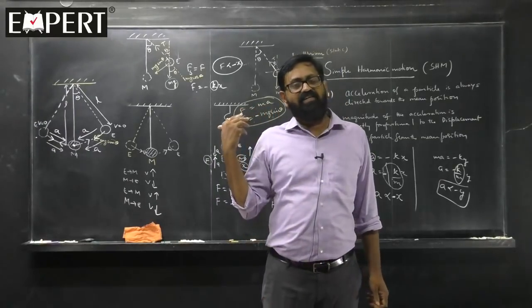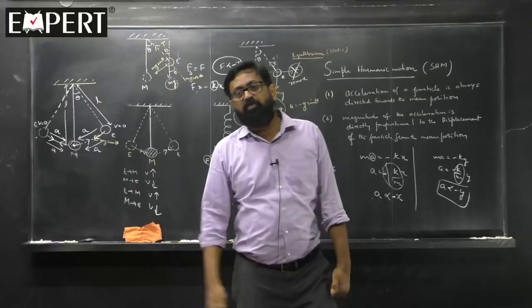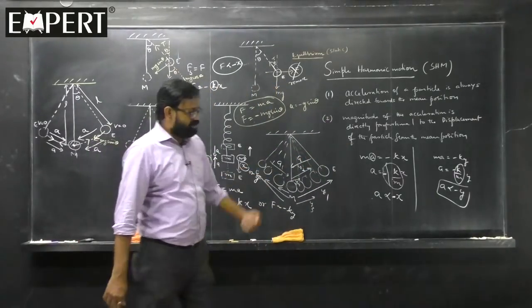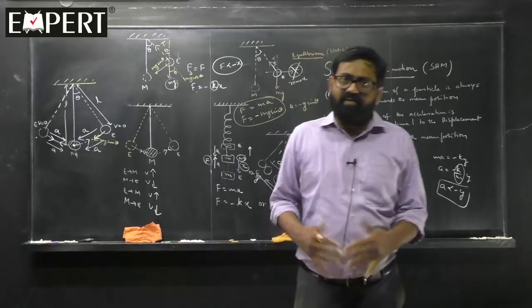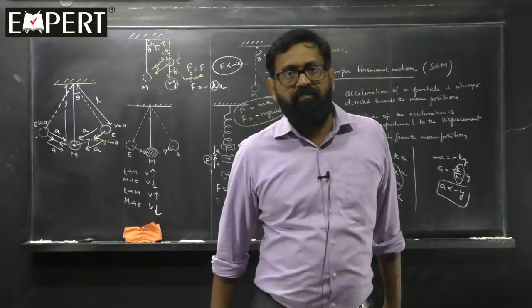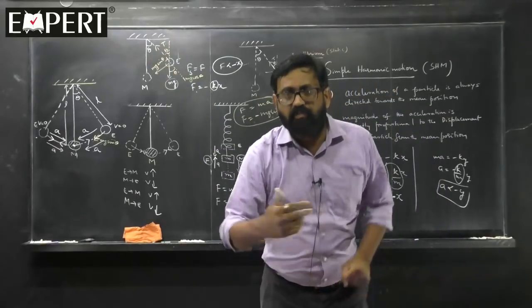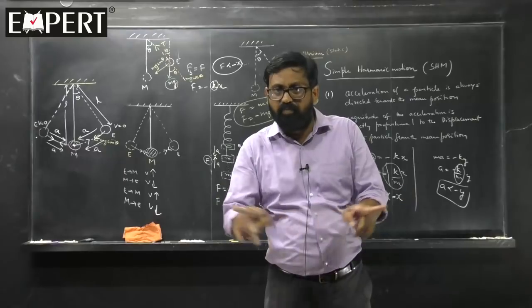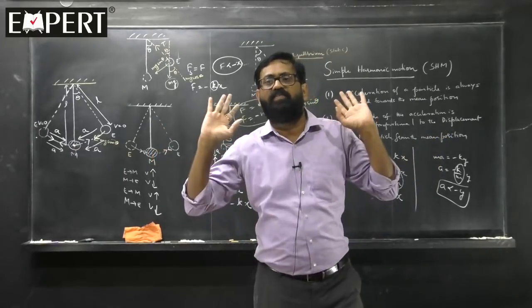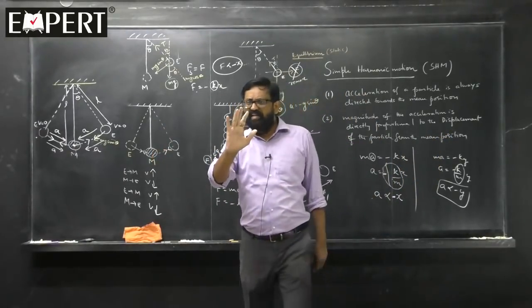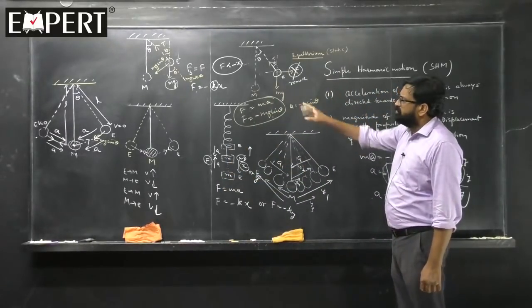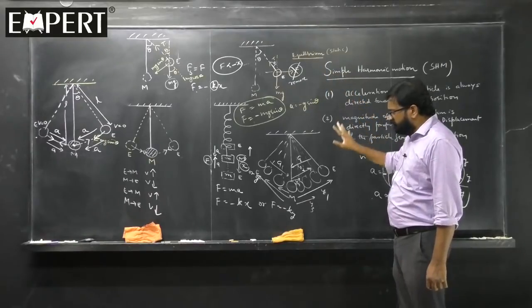That is the meaning of the second condition. Acceleration is directly proportional to the displacement of the particle from the mean position. And the negative sign in the equation just indicates that acceleration and displacement are in opposite directions. Acceleration is always directed towards the mean position, displacement is measured away from the mean position. From the mean position you have to measure the displacement. That is the meaning of a negative sign. I think you got clarity regarding the conditions for simple harmonic motion. Please remember everything I explained in detail.